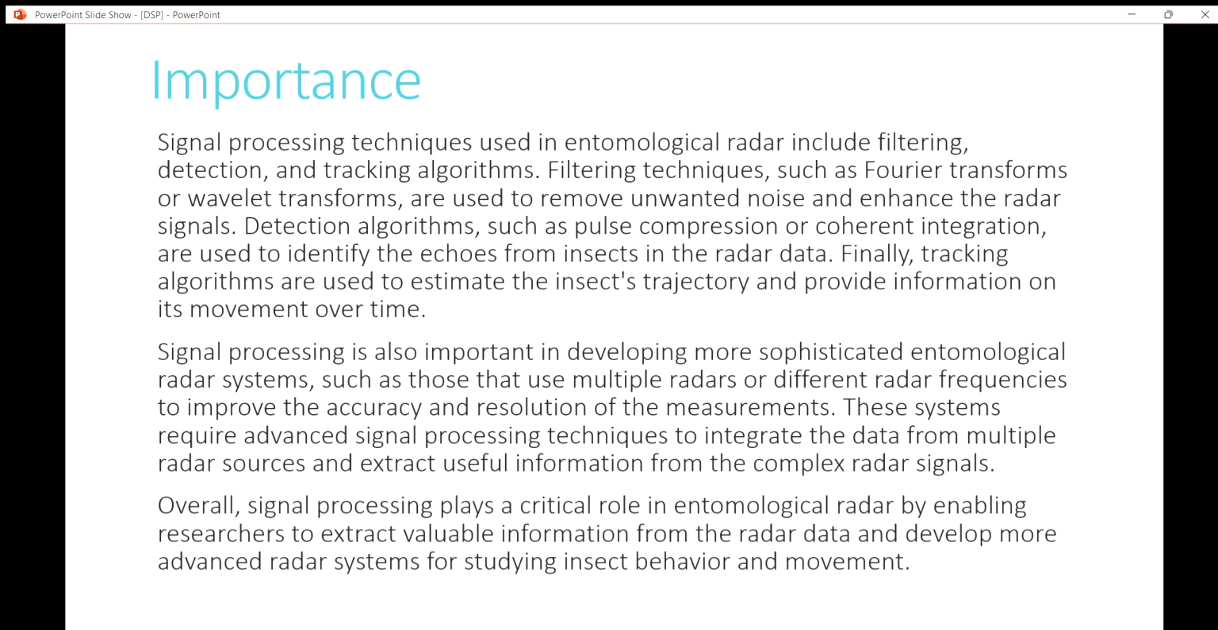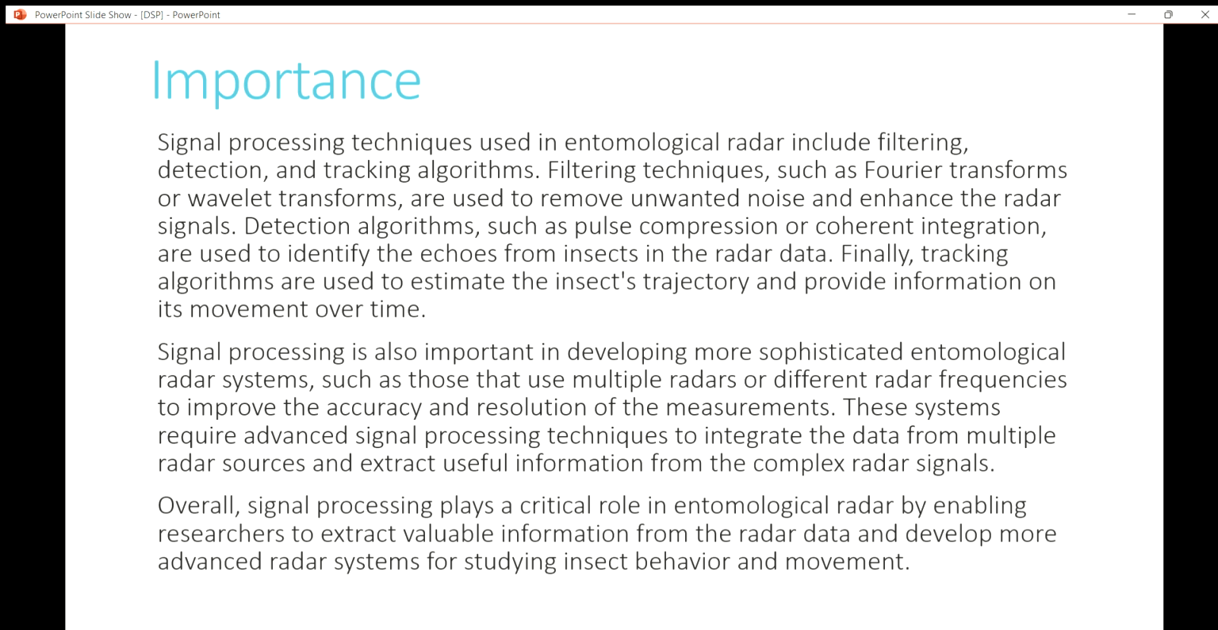Now coming to the importance of signals in this radar. Signal processing techniques used in entomological radar include filtering, detection, and tracking algorithms. Filtering techniques such as Fourier transforms or wavelet transforms are used to remove unwanted noise and further enhance the radar signals. And detection algorithms such as pulse compression or coherent integration are used to identify the echoes from insects in the radar data. Finally, tracking algorithms are used to estimate the insect's trajectory and provide information on its movement over time.